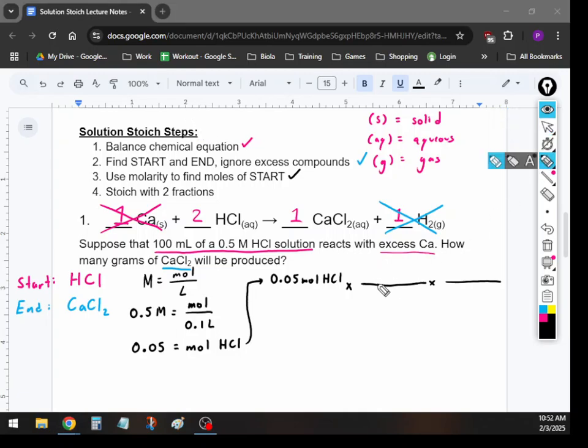All right, so this first fraction right here, on the top you're going to have moles, bottom you're going to have moles, and then the last fraction, on the bottom you're going to have moles, and on the top you're going to have grams. Okay.